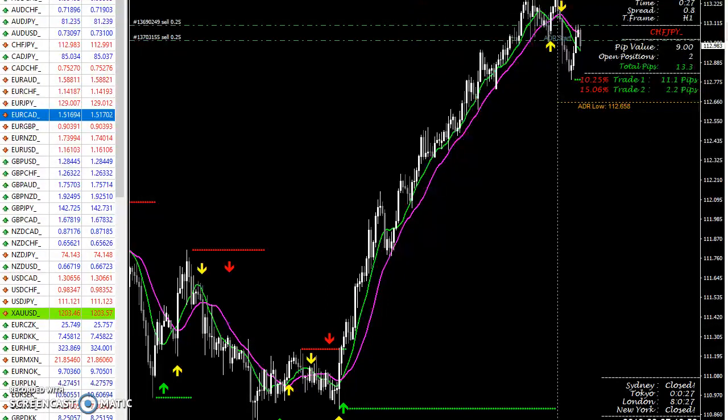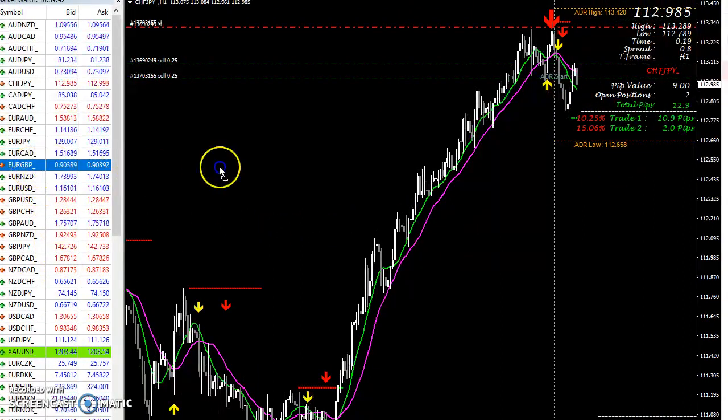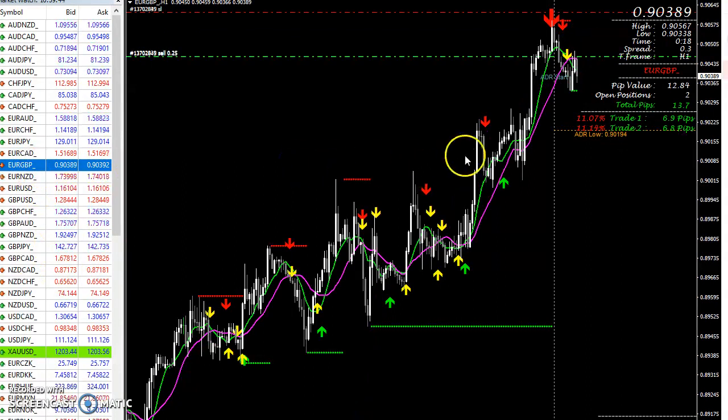Okay, everybody. This is the Swiss JPY trade. We are already in profit on that one, 13 pips. But more importantly, here's the one that we just recorded. I put the video on pause, came back about 30 minutes later, and already we are in profit.